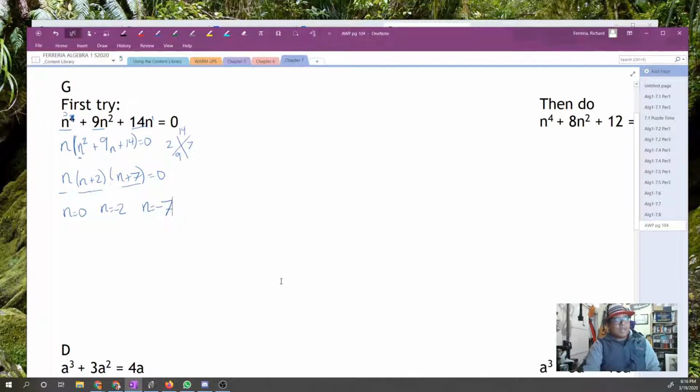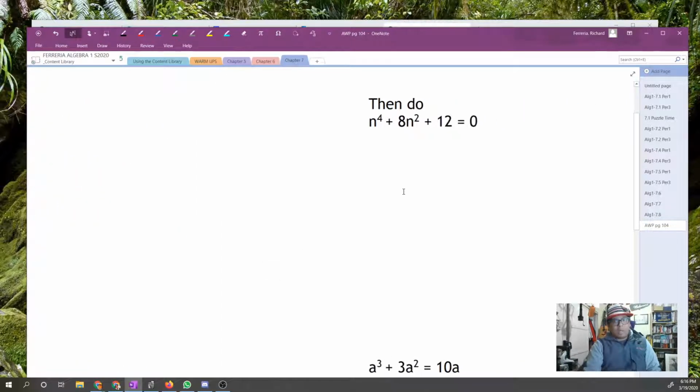Let's take a look at the actual problem on the AWP 104. Again, I made a mistake. That should be to the 3rd power. And, okay, take a minute here, and first step is going to be for you to factor out the common factor. I see another problem. This was supposed to be an N. So factor out the common factor and pause it right now.